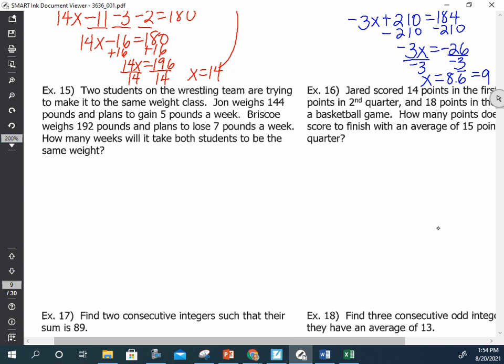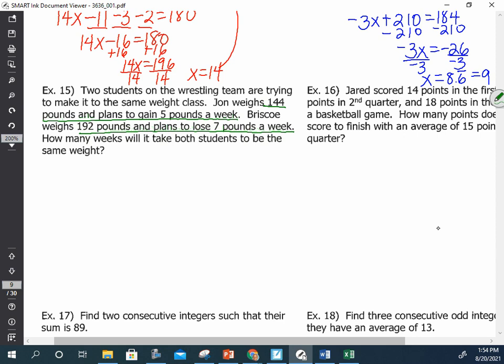15. Two students on the wrestling team are trying to make it to the same weight class. John weighs 144 pounds and plans to gain 5 pounds a week. Briscoe weighs 192 pounds and plans to lose 7 pounds a week. How many weeks will it take both students to be the same weight?